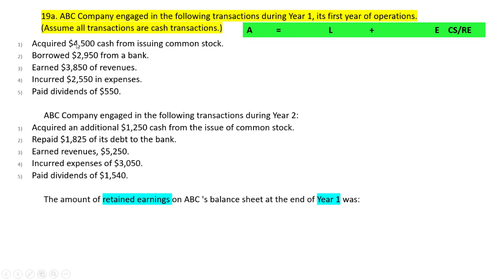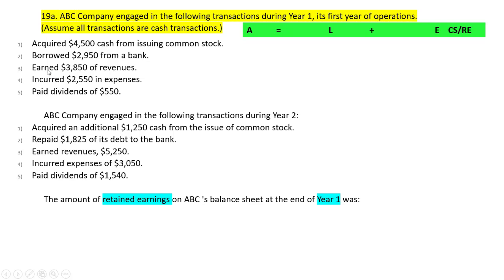We acquired $4,500 cash from issuing common stock. Common stock is one of the things under the equity section, that's common stock and retained earnings. And so issuing common stock does not affect retained earnings. It affects equity, but not the retained earnings portion of it. We borrowed $2,950 from the bank. So if we borrow money from the bank, cash goes up and so do liabilities, but that doesn't affect retained earnings or the equity section.